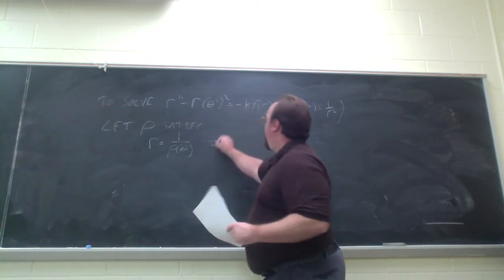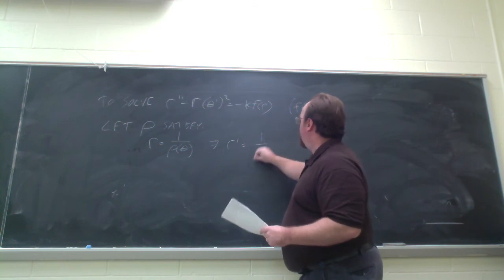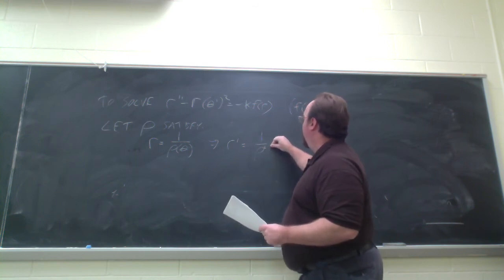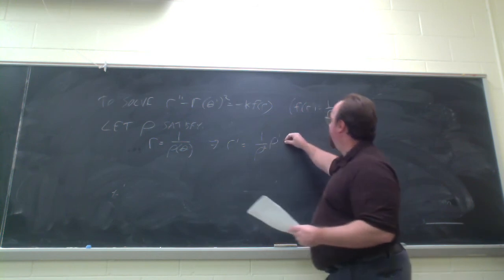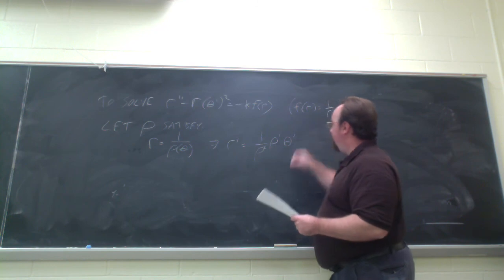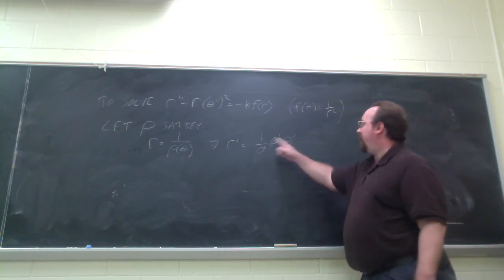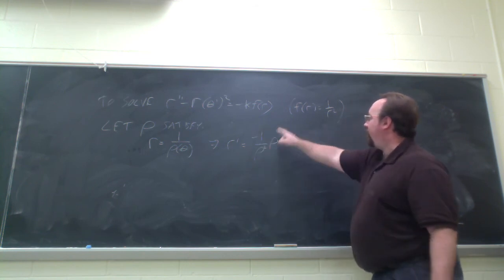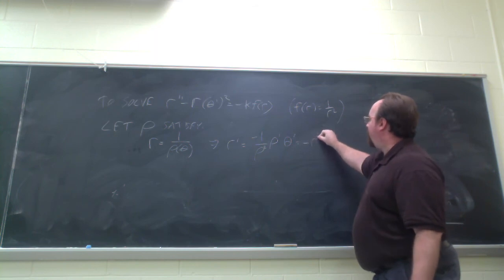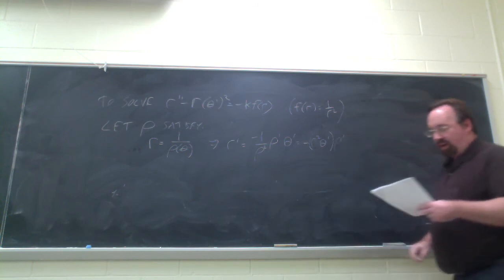What I can do now is differentiate this. So r prime is minus 1 over rho squared times rho prime of theta times theta prime. Oh, there's a minus there. Well, 1 over rho squared is r squared, so I'm going to put the r squared and the theta prime together, and then I still have the rho prime.